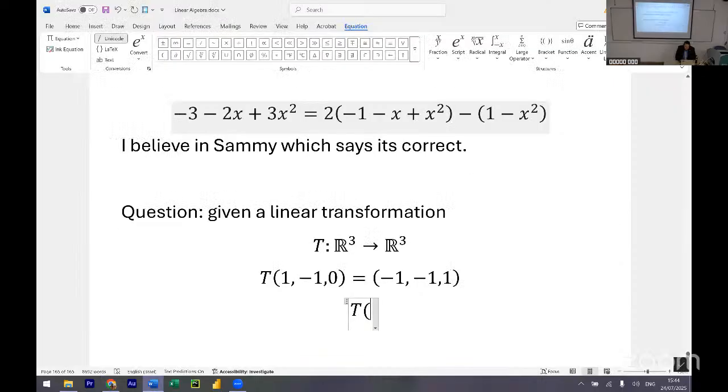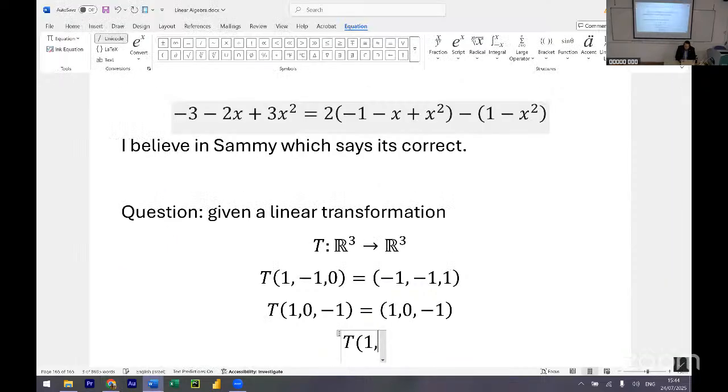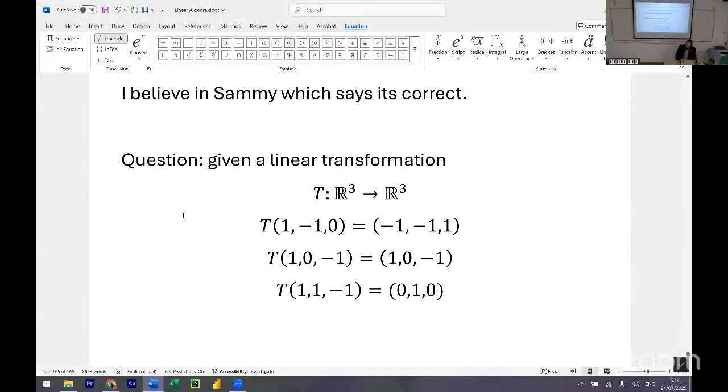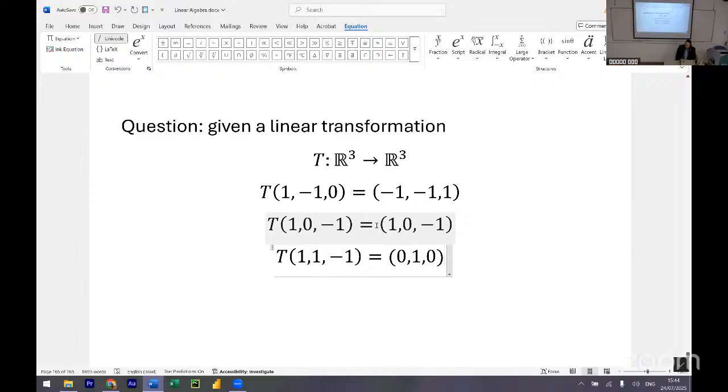Next, (1, 0, -1) is being set to itself. And lastly, (1, 1, -1) is being set to (0, 1, 0). Okay, so it's basically the same question, but I translated it to your language. Oh, that's fine.